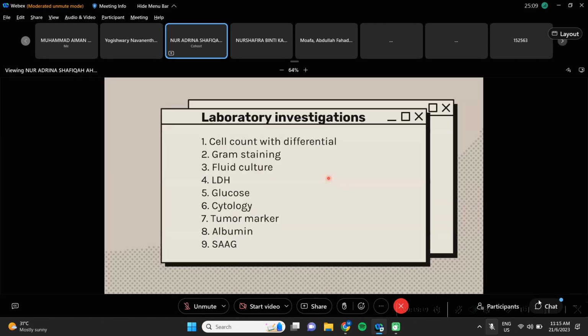All right, so this is the laboratory investigation. Once we tap, we can send for cell count with differential, Gram staining, fluid culture, and LDH. But for LDH I couldn't find the significance of sending it. I think we might use it to find out whether the cause of the ascites is from the heart or liver, something related to LDH as well. And then we can also send for glucose, cytology, tumor marker, albumin, and SAAG. But this one I'll explain in detail later.